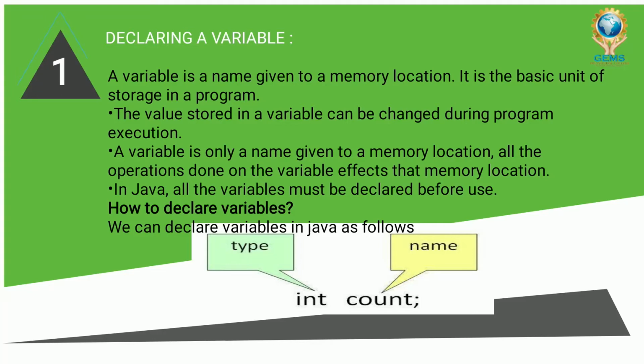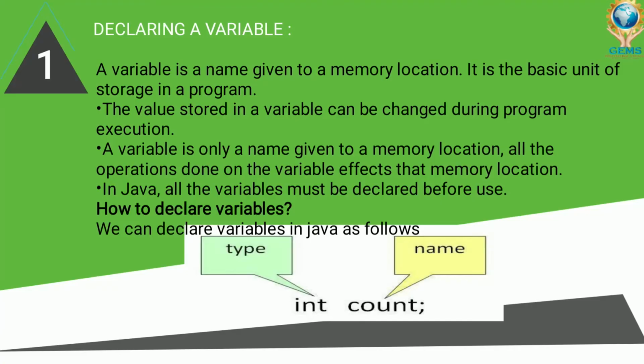How to declare a variable? We can declare variables in Java as follows. Look at here. First, to declare a variable we should mention the type, the data type. Second, the name. First data type, second name. Int count. Int is a data type, count is a variable name. This is the way we declare a variable in Java programming.